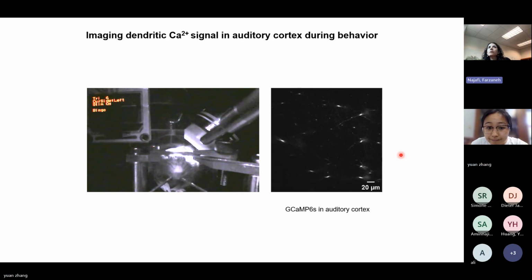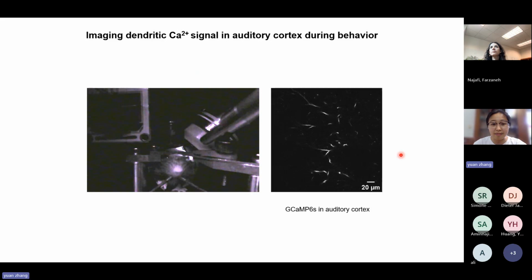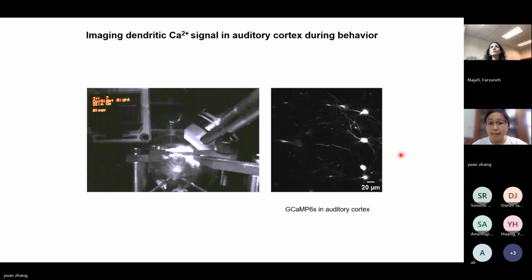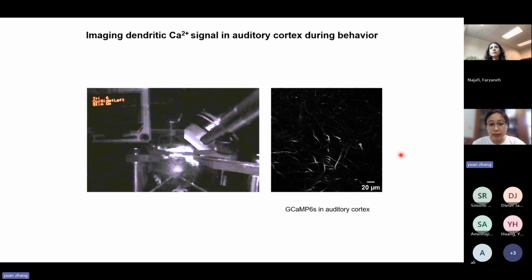Is it virus expression or transgenic animal? Oh, it's virus. I injected a retrograde virus. Retrograde where? In the superior colliculus, because in my previous work, we found the auditory cortex to SC projecting layer 5 neurons are engaged in our categorization task. I see. So we are looking at layer 5 neurons that project to the superior colliculus, all along their dendritic tree, along the cortical layers. Yes. And these are layer 5 neurons in auditory cortex. Okay, thanks.